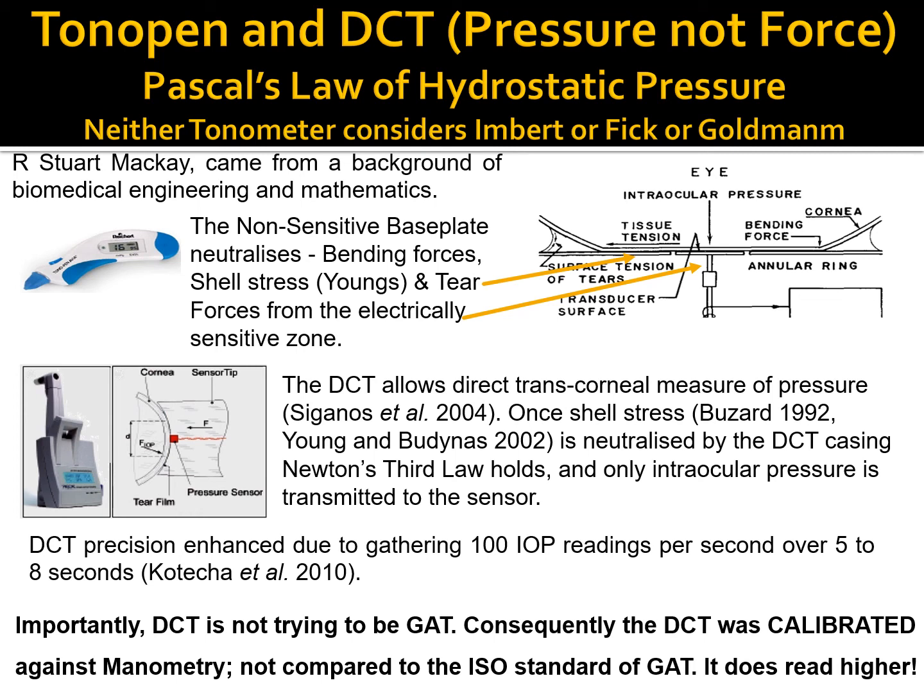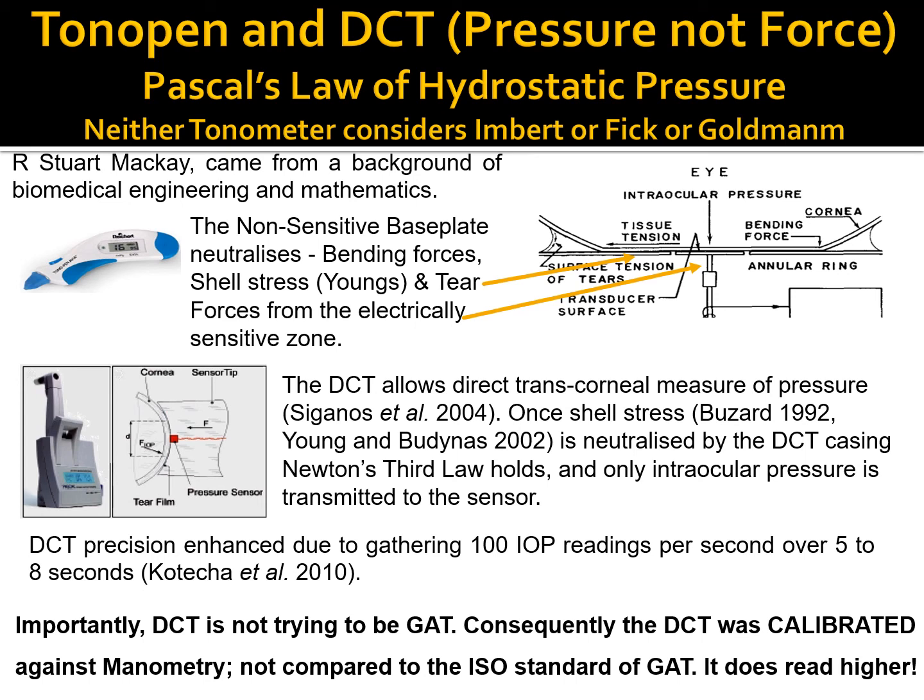And the DCT is simply a 21st century upgrade on this, really. And once shell stress is neutralized by the DCT casing, Newton's third law holds, and only intraocular pressure is transmitted to the sensor. And the DCT also, again, back to what we said about an upgrade on technology, its precision is enhanced due to gathering 100 IOP readings per second over 5 to 8 seconds. So, you know, if there's an upgrade on GAT, you'd have to say this is a little baby.